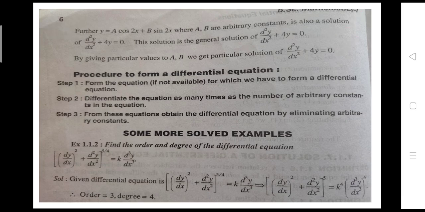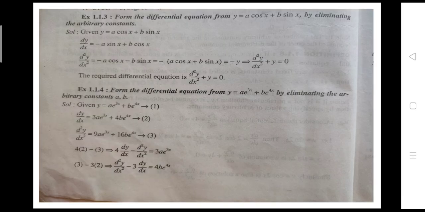Now continue to the next slide. Form the differential equation from y is equal to a cos x plus b sin x by eliminating the arbitrary constants. Here how many arbitrary constants are there? a and b are the two arbitrary constants. So how many times do you have to differentiate the given equation? Two times. So the given equation is y is equal to a cos x plus b sin x.